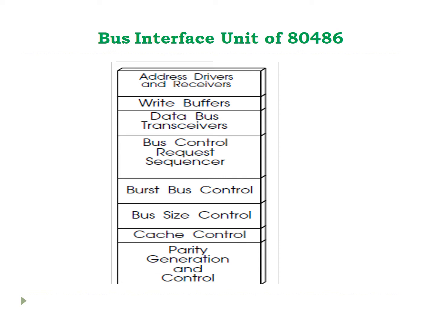Next one is the parity generation. It automatically generates the even parity on the data being written by the microprocessor and checks the validity of the even parity during the read bus cycles.